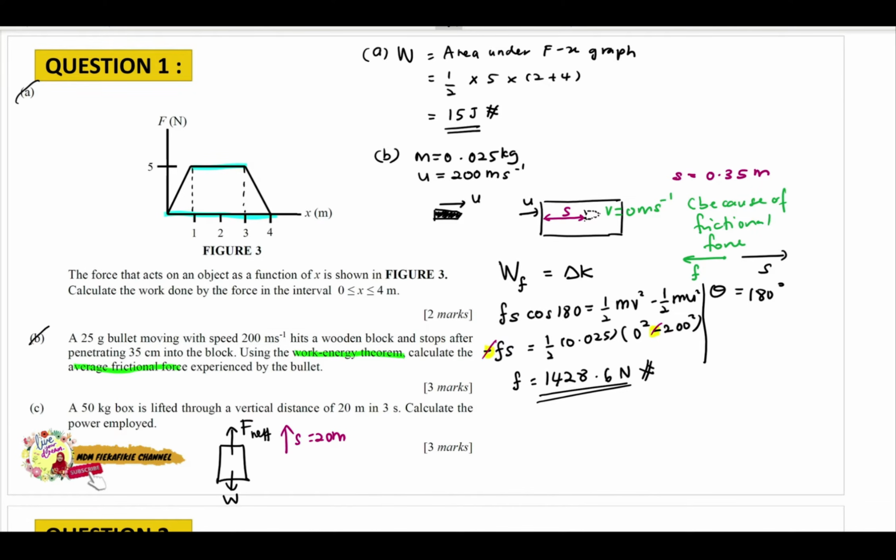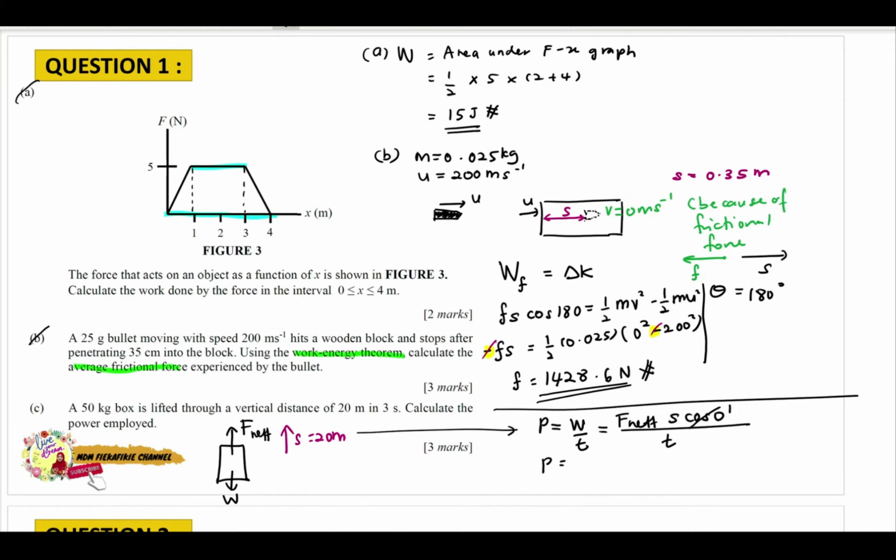And then we want to calculate the power employed. So that means power is equal to the rate of work. So W over T. Alright, so for W, we can use F net s cos 0. F net and s are in the same direction, straightly upward, right? So cos 0 is equal to 1, times T.